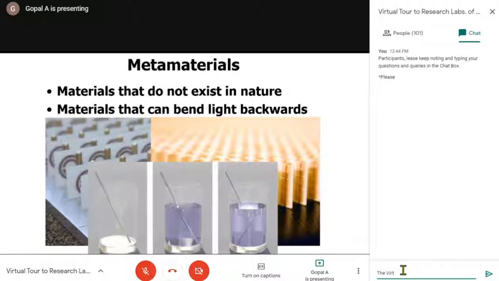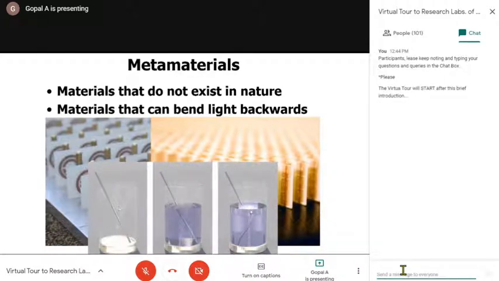Right? But if this liquid does not have a positive refractive index, but has a negative refractive index, if n is not positive but negative, then the bending will look as if the rod is bent in the opposite direction. Right? So these kinds of materials are possible to be made now using metamaterials. Right?